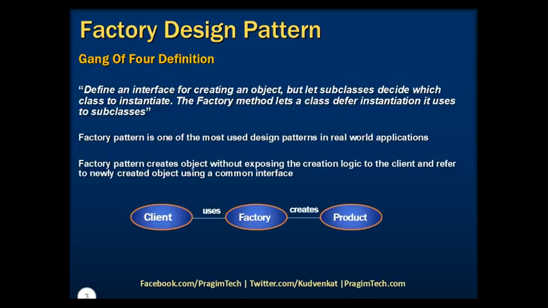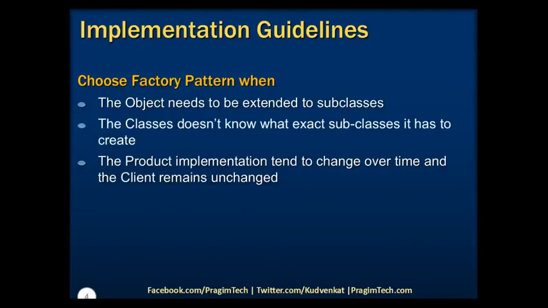Now, let's take a look at the implementation guidelines. The first thing which goes in our mind is when to use this pattern. We need to choose factory pattern when the object needs to be extended to subclasses, the classes don't know what exact subclasses they have to create, and the product implementation tends to change over time and client remains unchanged. These are some of the scenarios where we need to choose factory design pattern. If this is confusing at this moment, don't worry. We are going to take a deep dive on implementing these points using a simple example.